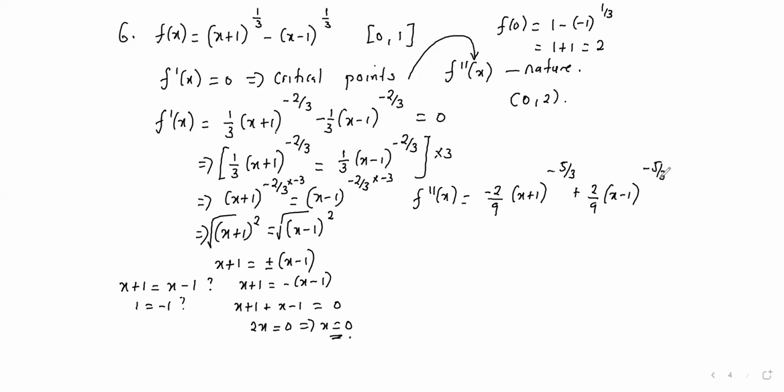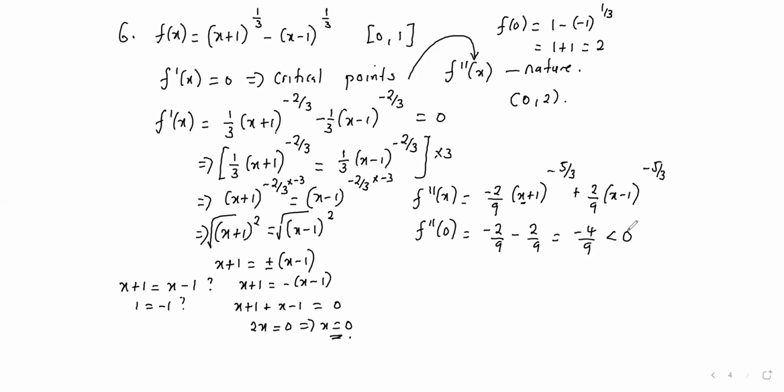And then you substitute the 0, f double prime of 0. So you get minus 2 over 9. When I put 0 here, I get a 1 there. And then the other side, it will be minus 1. The cube root of minus 1 is minus 1, and then to the power 5, that's minus 1. So that makes this minus 2 over 9 minus 2 over 9, which is minus 4 over 9, which is less than 0.